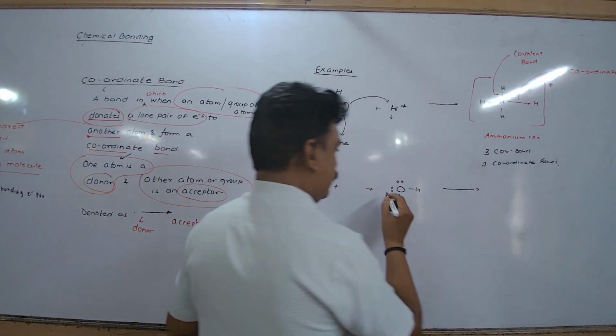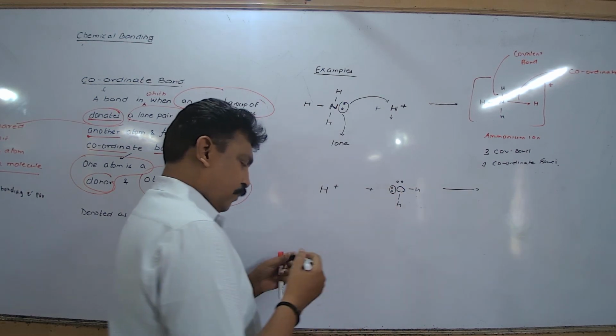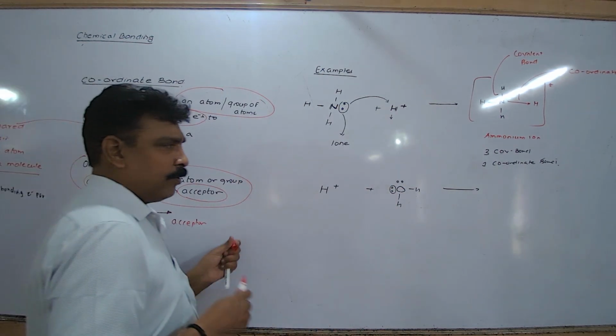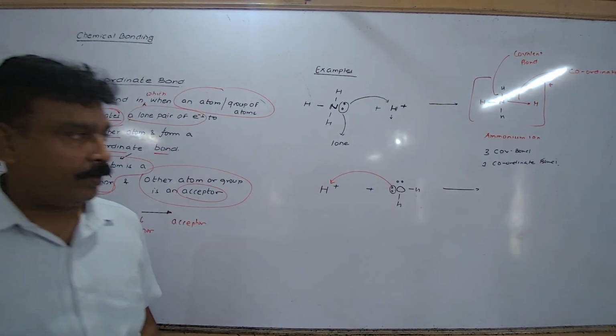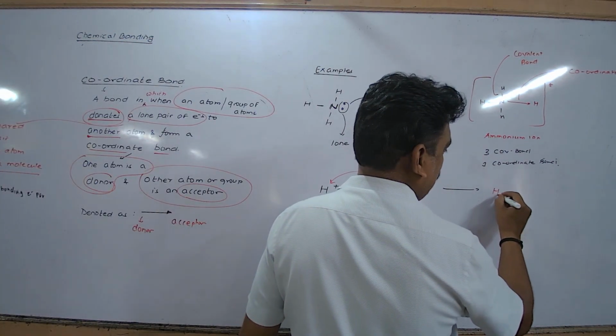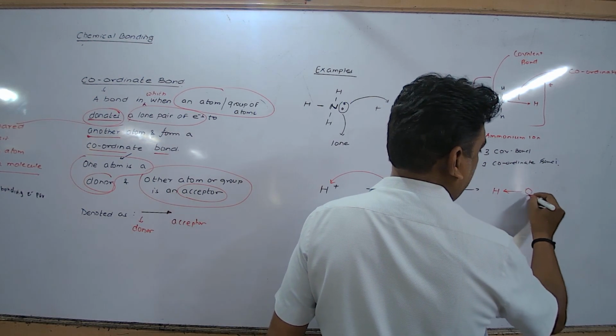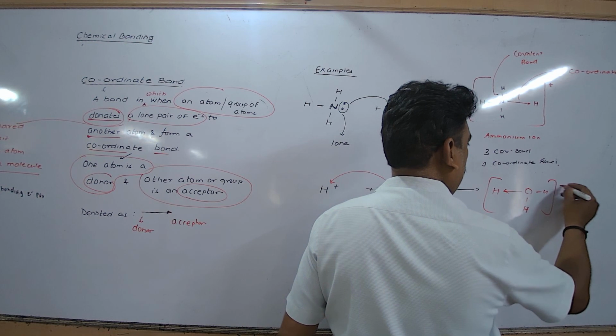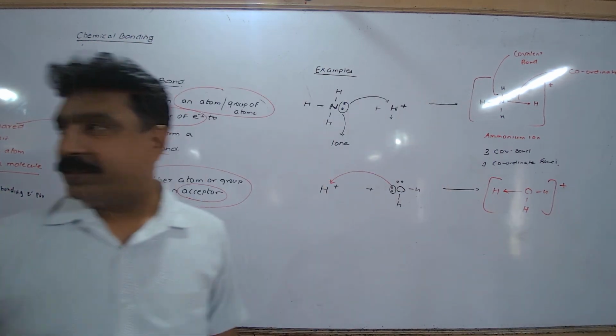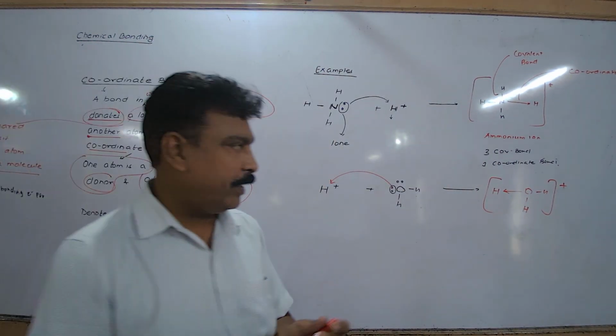And what happens? This particular pair of electrons from oxygen is actually what? Accepted by this hydrogen. Then what do you get? You get this particular H, coordinate covalent. H3O plus, hydronium ion. So this is more stable over here. Yes or no?